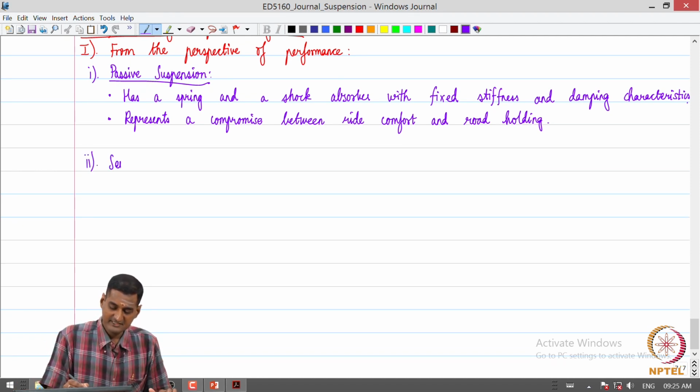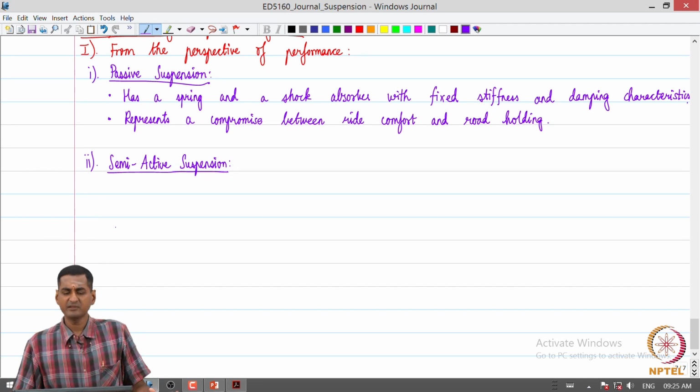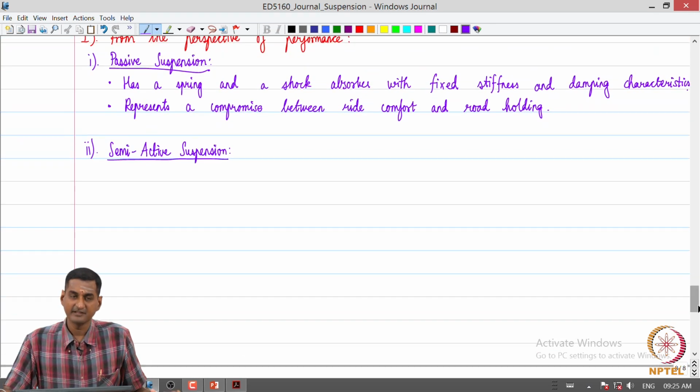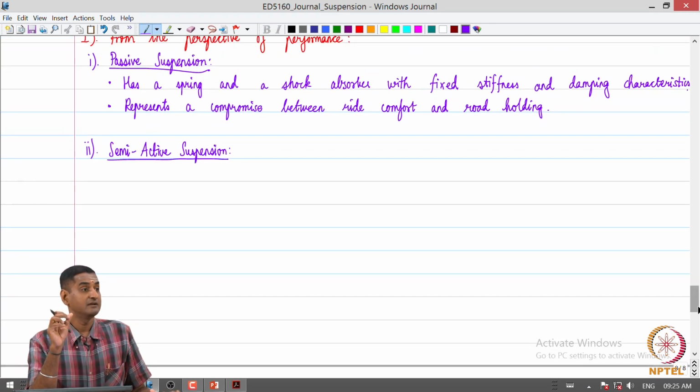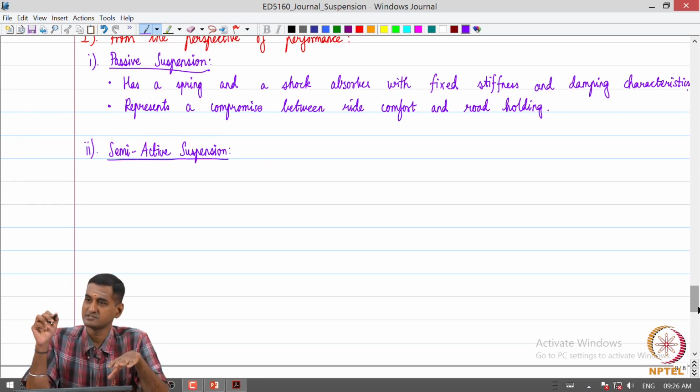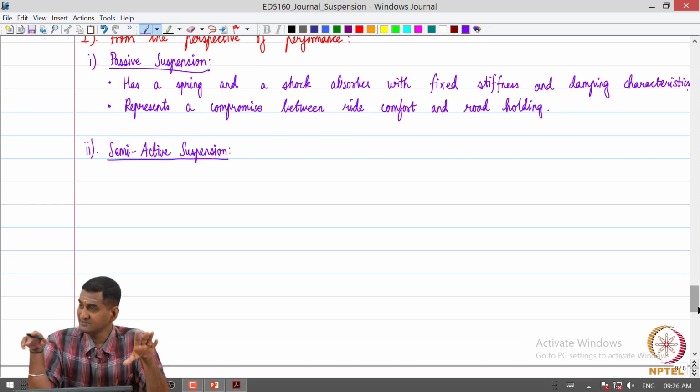Then we can have what are called semi-active suspensions. So, what is a semi-active suspension? As the vehicle keeps operating, depending on the operating conditions and the response of the suspension to the vehicle's operating conditions, the semi-active suspension can regulate the damping characteristics of the shock absorber. The spring stiffness characteristics remain the same. However, the shock absorber or damper characteristics can be changed depending on the operating conditions. So, that is why it is called a semi-active suspension.